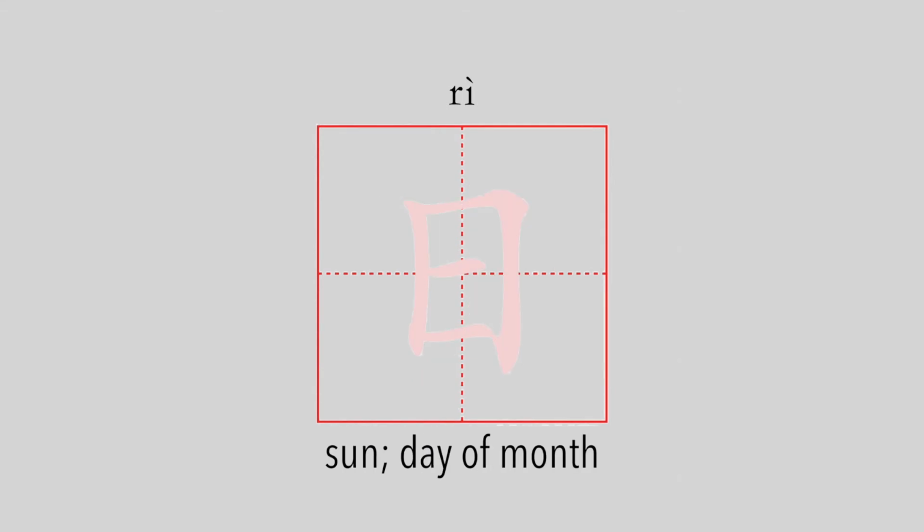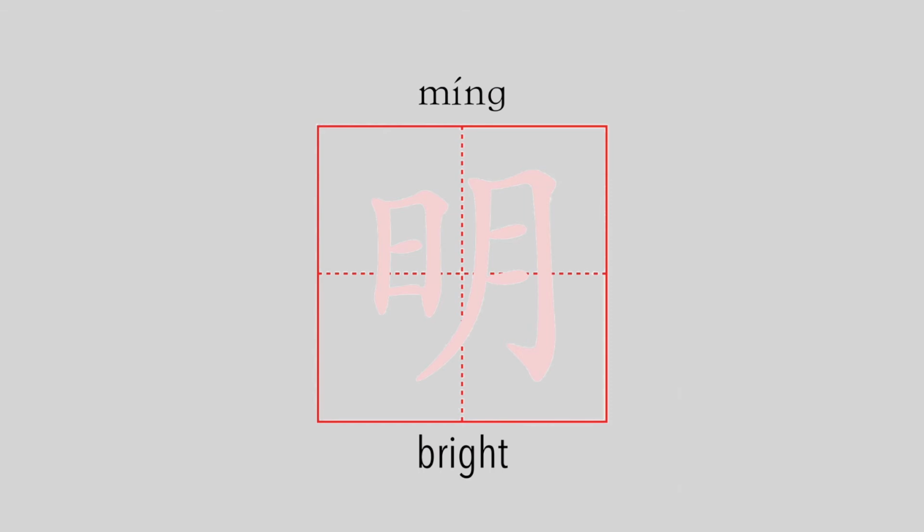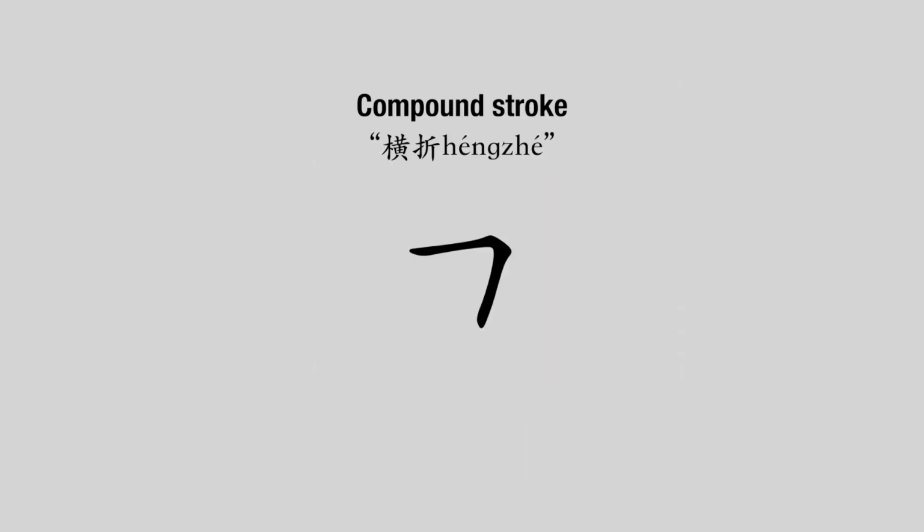Please pay attention. The second stroke of character 日 is 横折钩. But when 日 works as a component on the left side of a character, the second stroke should be written as 横折 instead of 横折钩. You will see 横折 in many other characters.